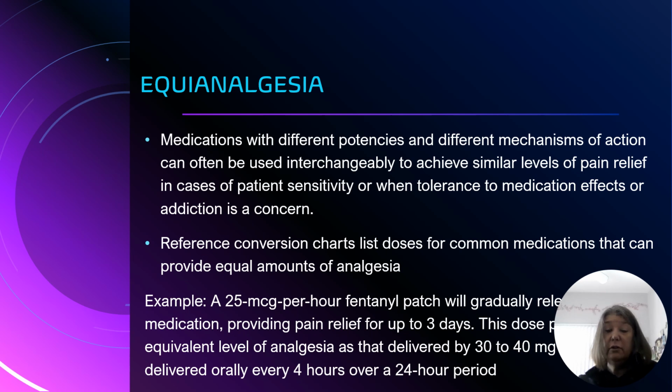So basically they're saying you can use a smaller dose of something that has a higher potency and likely less frequently than using higher doses of something that is less potent, okay? Higher doses and more frequent dosing. So there are reference conversion charts that list doses for common medications that can provide equal amounts of analgesia. So there's a table on 11.9, and that just lays out what options and dosing you have available, okay?